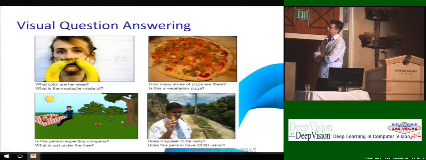The reason I'm interested in these things is that you don't know what the question is going to be before you see the image, right? You're not answering just one question. The best question of any of these, well, they both relate to the image down the bottom, right? Does it appear to be rainy is pretty good, but the best one is, does this person have 20/20 vision? Which can only be implied by seeing that that boy's got glasses on.